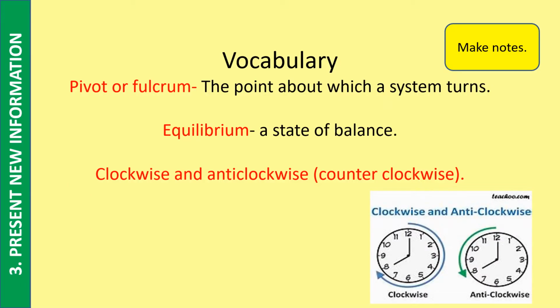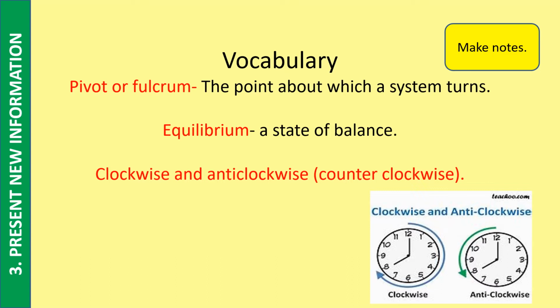There is some vocabulary which is useful for this lesson. Firstly, a pivot or a fulcrum is the point about which a system turns. For instance, the center of a seesaw. When we say a system is in equilibrium, we mean it's in a state of balance. Nothing is going to change in that system unless you make a change.